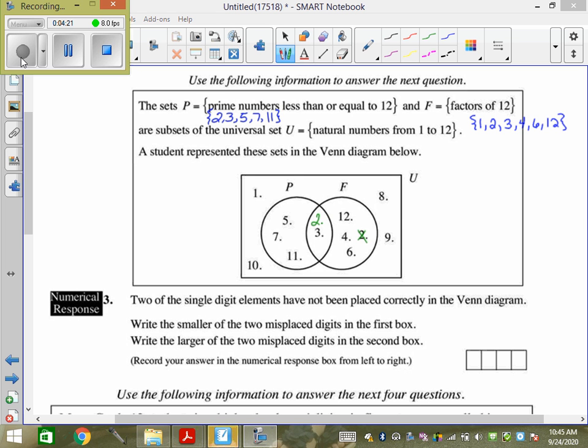And then we go to factors. Factors has 1, 2, 3, 4, 6, and 12. So I should have 1, 2, 3, 4, 6, and 12 in that circle. I'm missing the 1. Does it go in the middle or in just the F part? Just the F part. So it's 1, 2. What if you put Q1? Then you didn't read. All right.